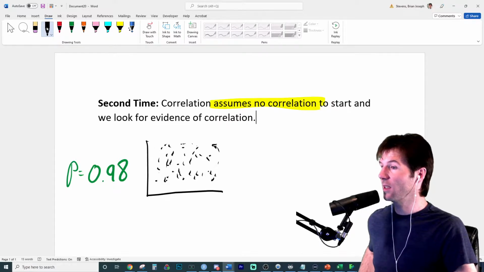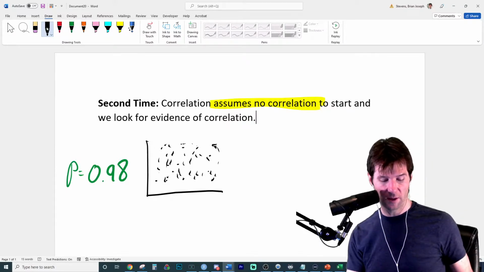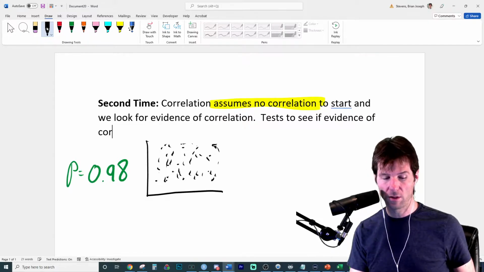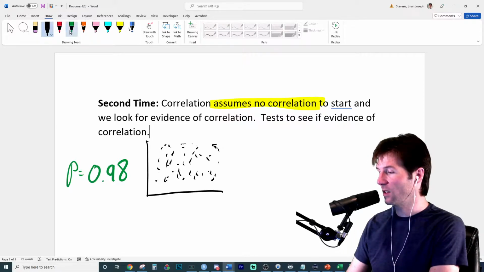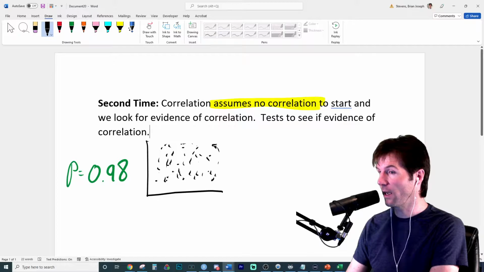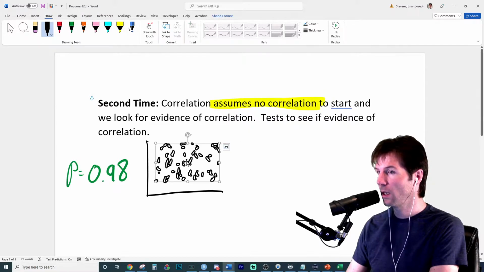So this is a test to see if there is evidence of correlation. Would the correlation be high? The p-value is high, telling us that this is likely given there's no correlation. So this is a likely result given there's no correlation.